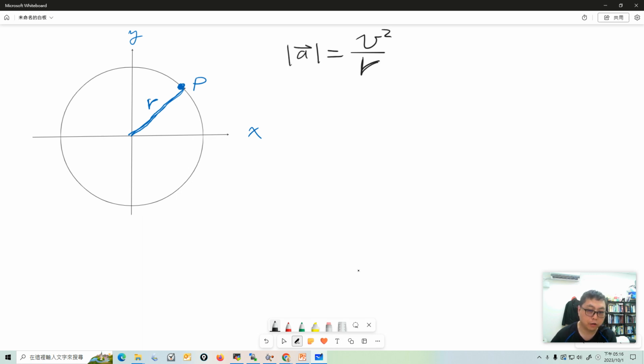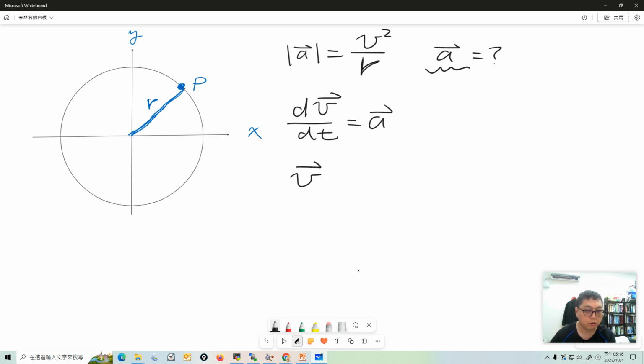So the first thing we need to find out is what the acceleration vector is. All we know right now is that it's the derivative of the velocity vector with respect to t. So what's our velocity vector? Do we have information for the velocity vector?